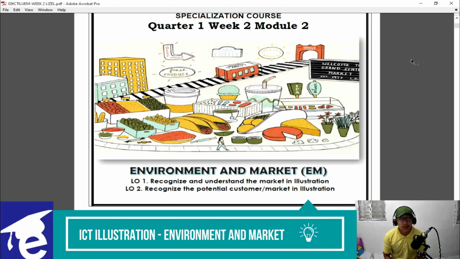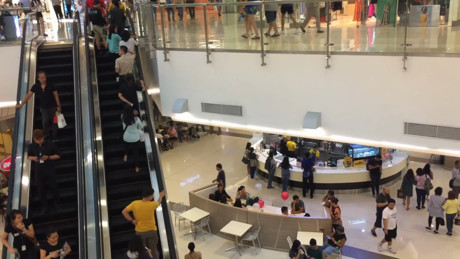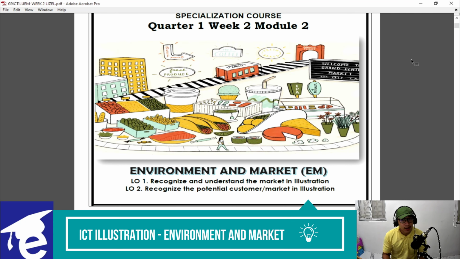Before anything else, I'd like to talk about what is environment and market, the principles of environment and market, learning outcome number 1, and learning outcome number 2, and how we are going to derive those learning outcomes to fully understand the module for environment and market.